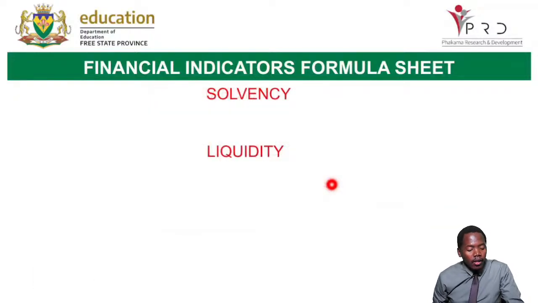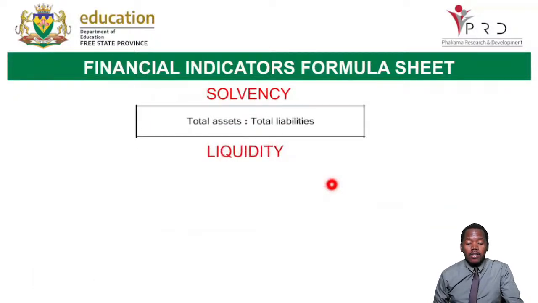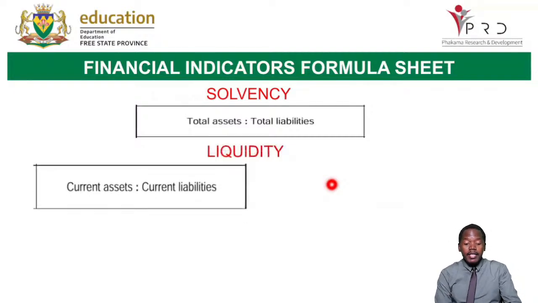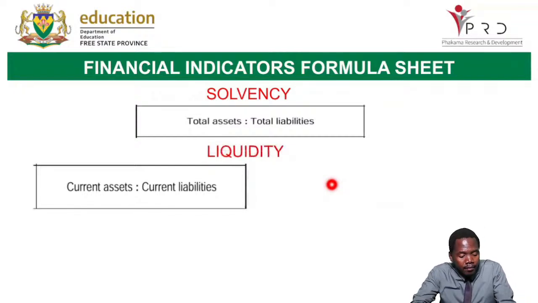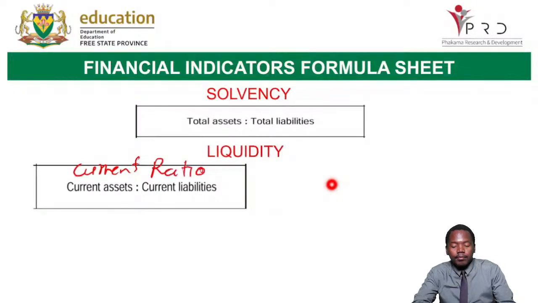And then now let's look at the solvency. The formula for our solvency says total assets is to total liabilities. Okay? Now liquidity, we have this one. What do we call this financial indicator? Yes, someone got it right. This is our current ratio.